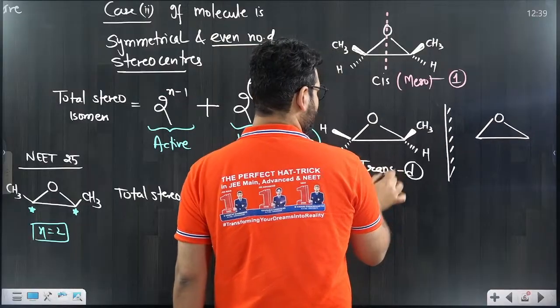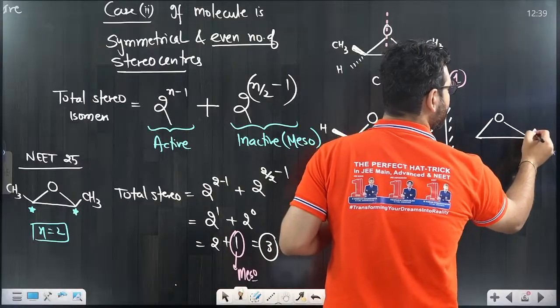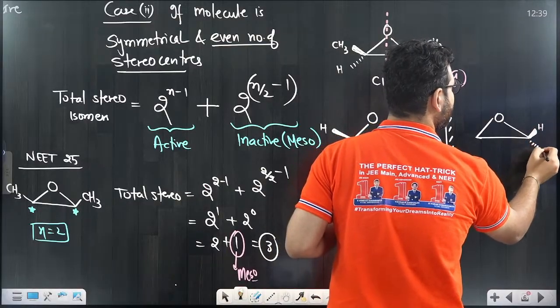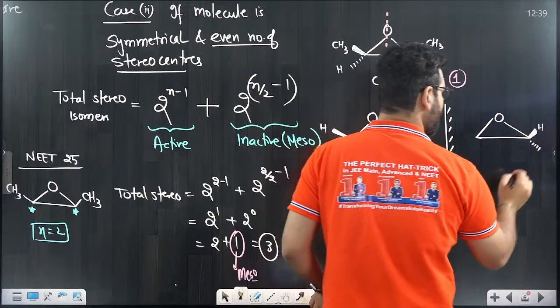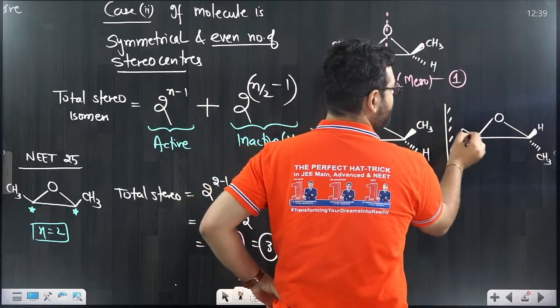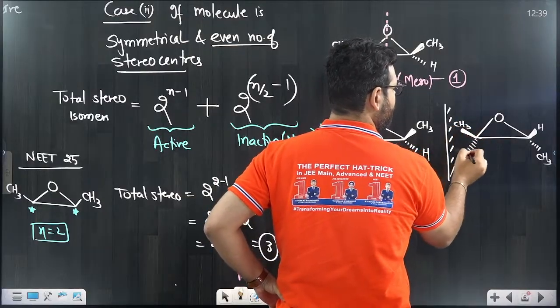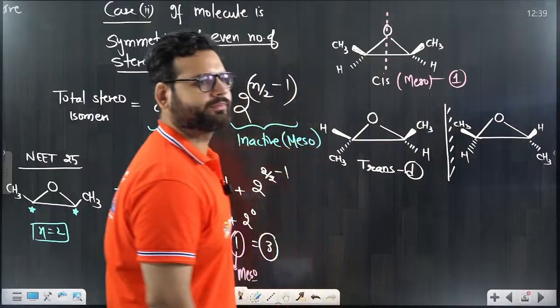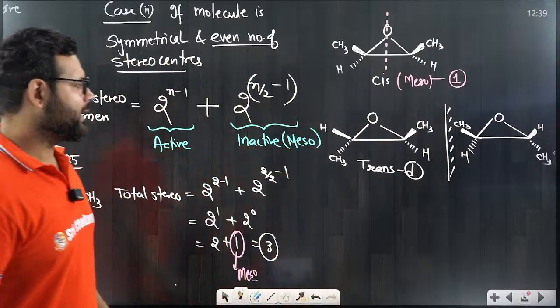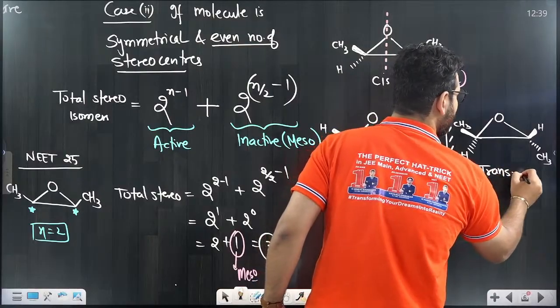This is the one. If I put a mirror, then this hydrogen will come forward, this methyl behind the board, and this carbon will shift here. So this methyl forward, this hydrogen backside of the board. So trans can be of two types, trans dextrorotatory and trans levorotatory.